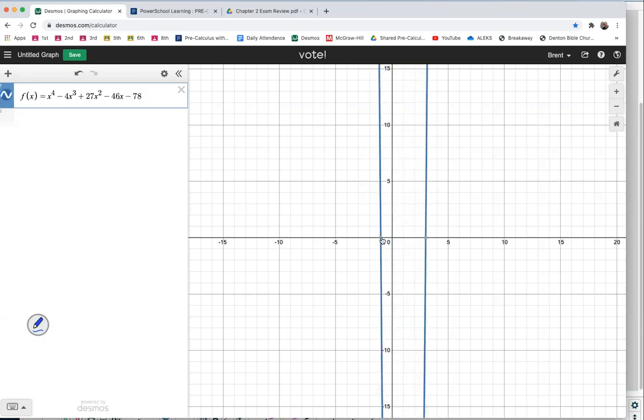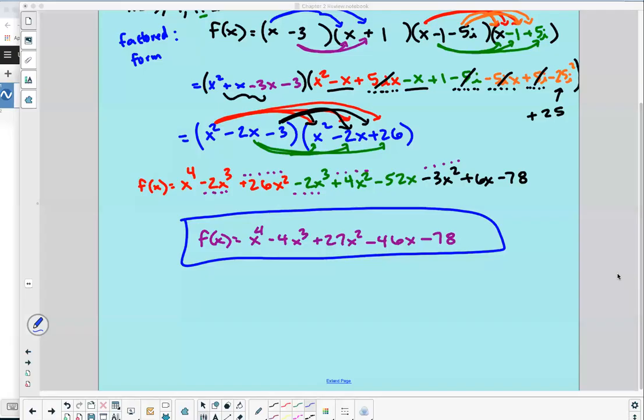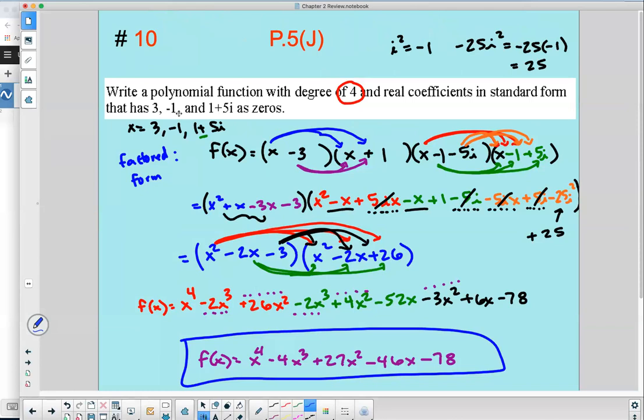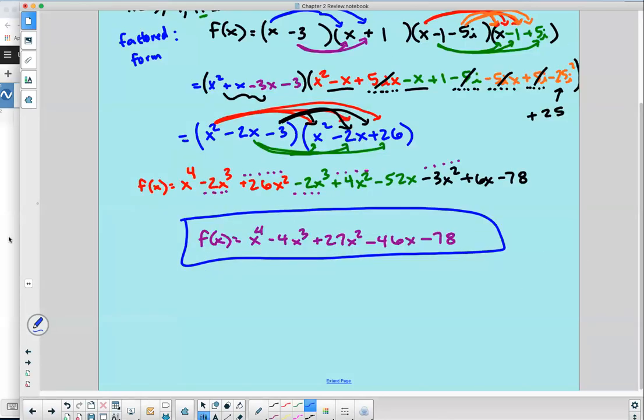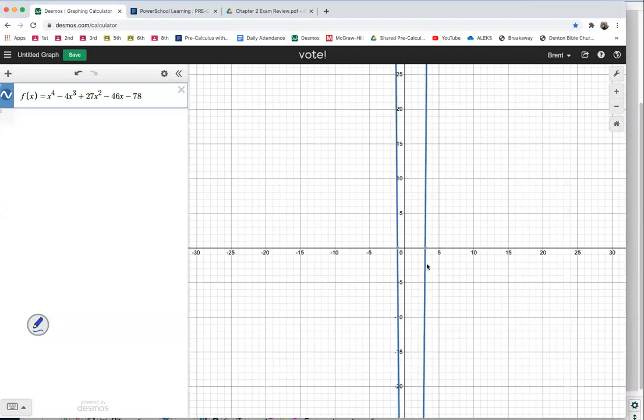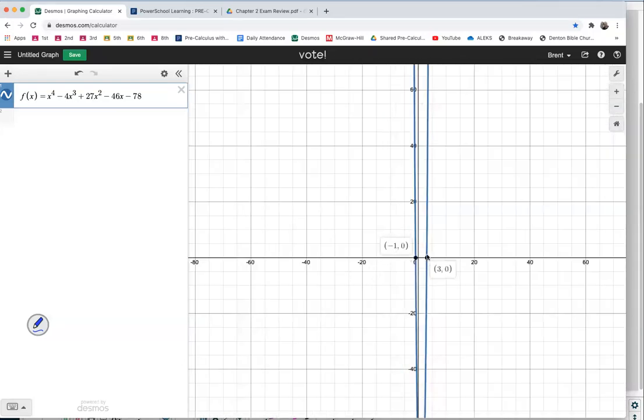Okay, you see how it hits at negative 1 and 3? Were we supposed to have zeros at 3 and negative 1? Yes. So we graphed and we saw there's only 2 real zeros. There's no other real zeros. We have negative 1 and 3.